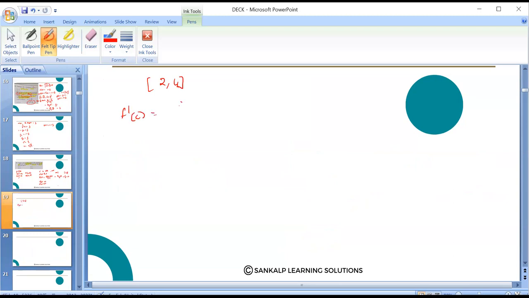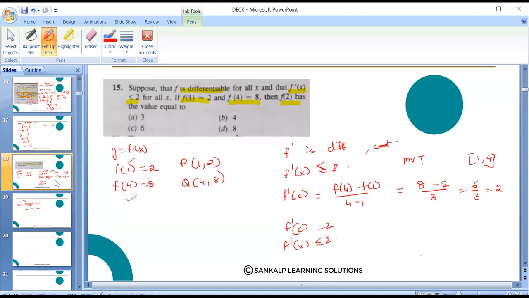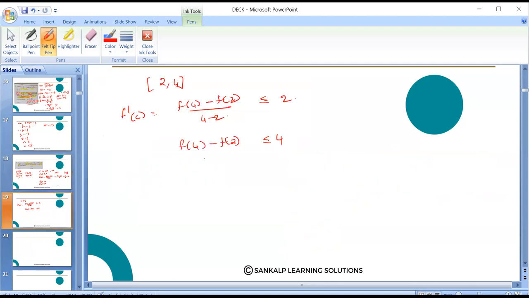f dash c is f of 4 minus f of 2 by 4 minus 2. This has to be less than or equal to 2. f of 4 minus f of 2 has to be less than or equal to 4. What is f of 4? You know, f of 4 is 8. So 8 minus f of 2 less than or equal to 4. f of 2 has to be greater than or equal to 4.